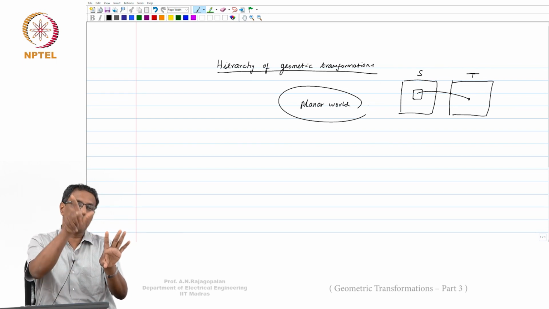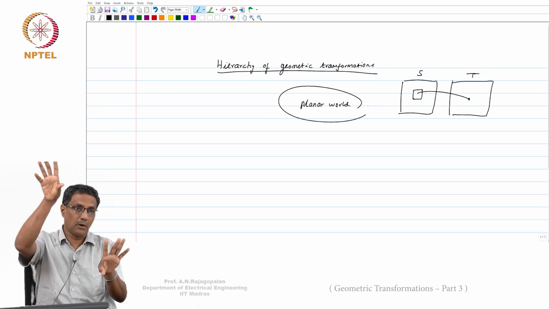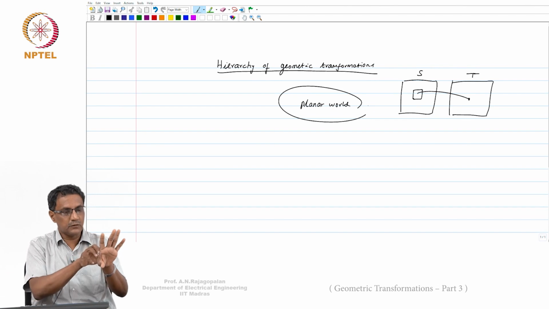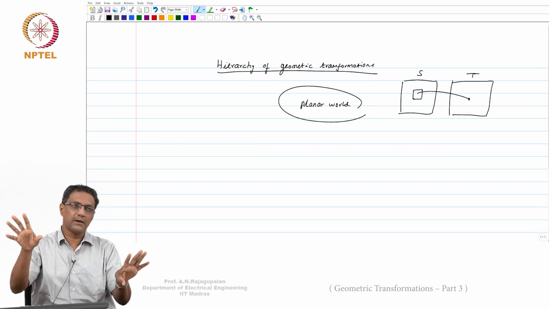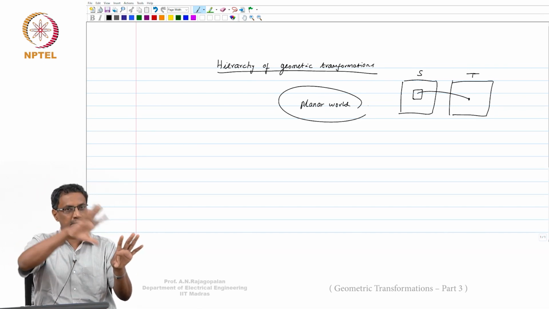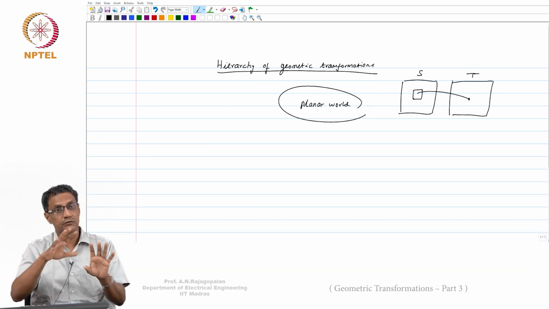Whereas as you go radially outward, the guys at the boundary actually move a lot. The guys that are closer to the origin don't move at all. In fact, the guy at the origin doesn't move at all. All that is okay. We don't mind each one moving by its own amount.